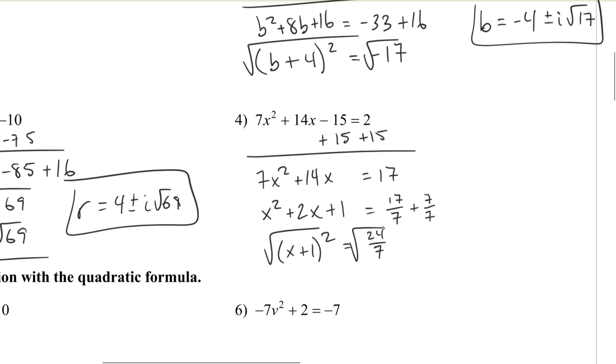We'll take the square root and the square root, and we'll get x plus 1 equals positive and negative square root of 24, which simplifies to 2 root 6 over root 7. And we want to get rid of that root 7, so we'll multiply by root 7. And we'll get x plus, we can subtract 1 at the same time. So we'll get x equals negative 1 plus or minus 2 root 42 over 7.